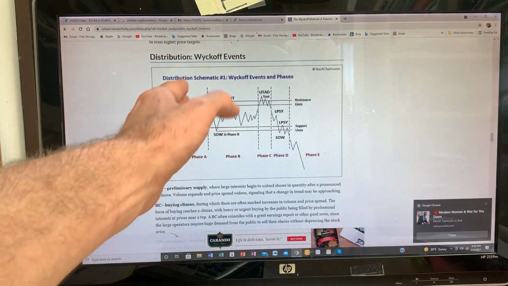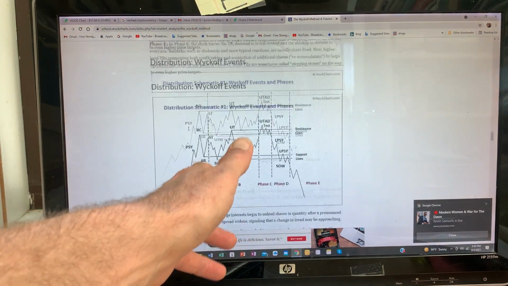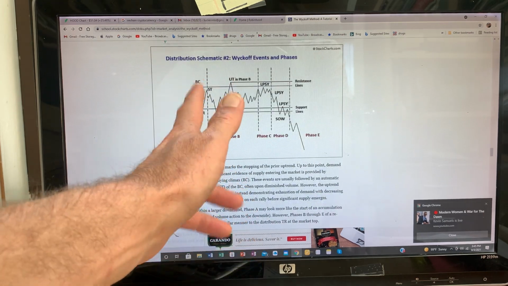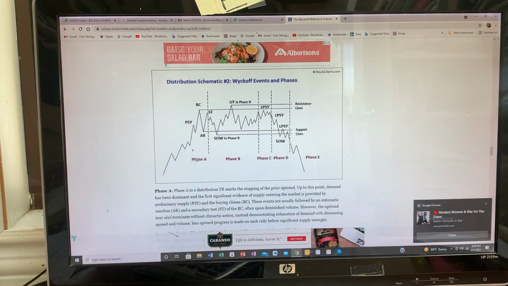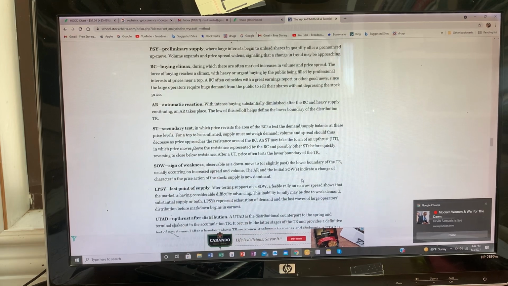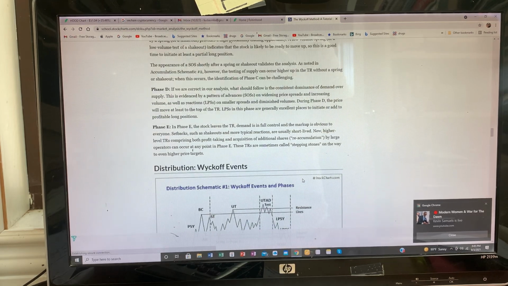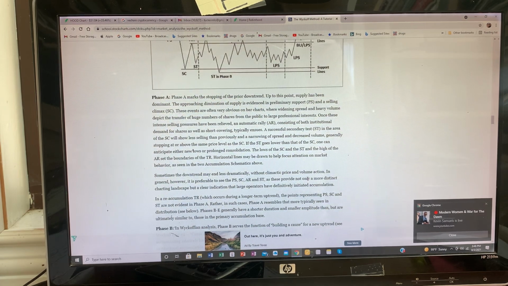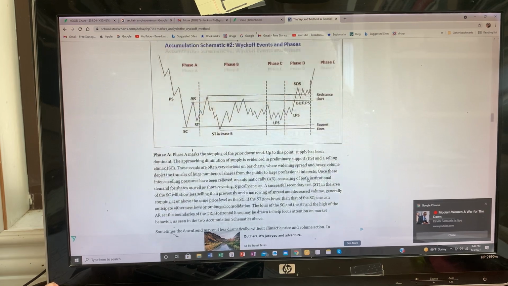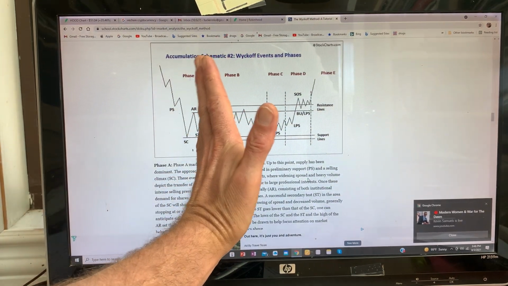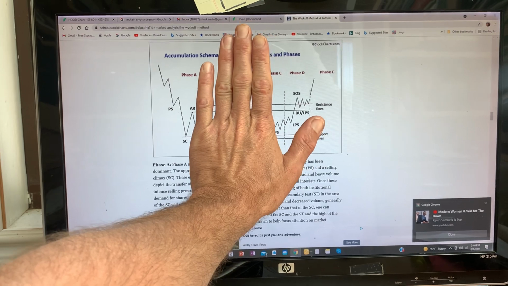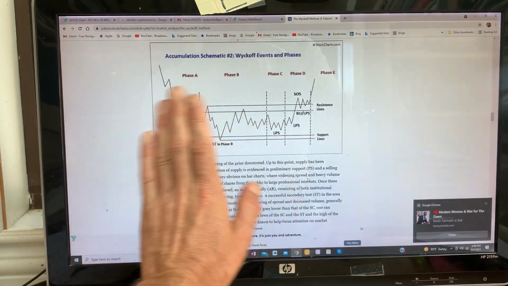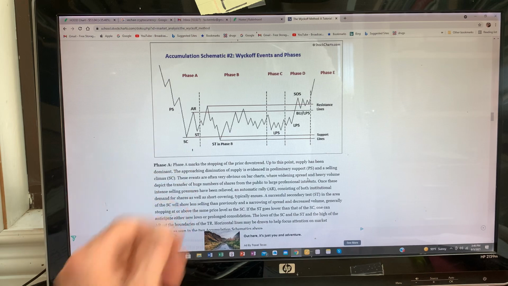Each of these graphs, 1 and 2, has these phases A, B, C, D, and E. The website schoolstockcharts.com is where I found this information. I'm going to read to you exactly what is happening in phase A. Just block out all this, pretend it's not there, and focus on just this part right here.